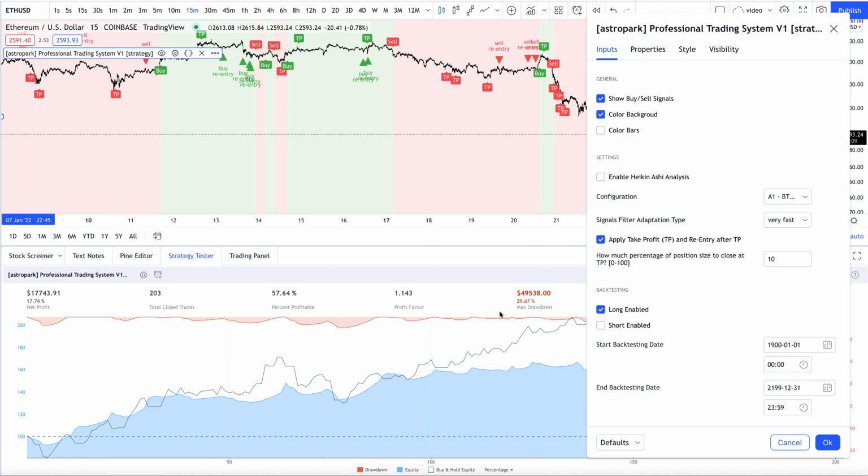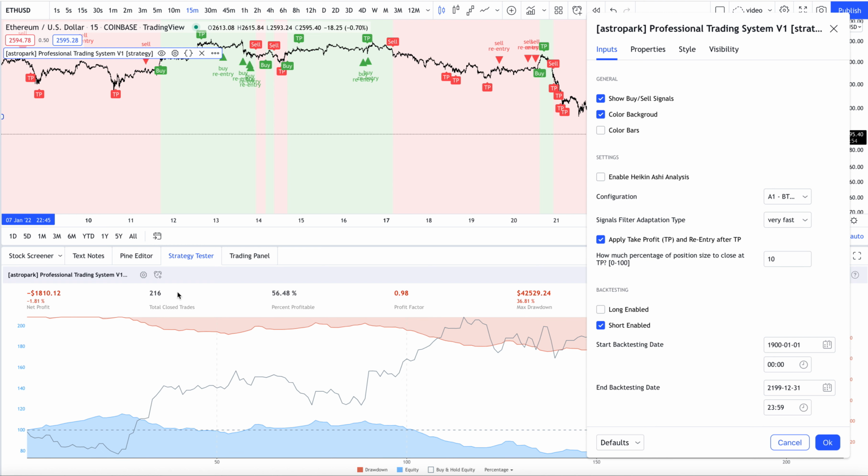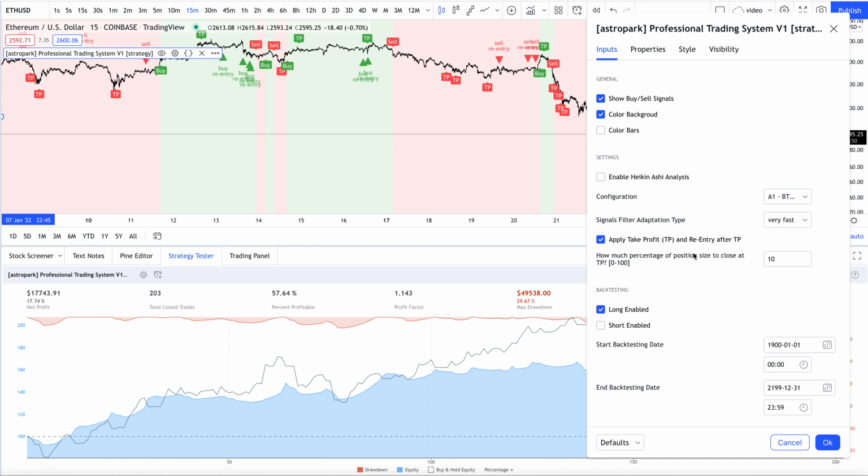Also you may check if only going long is better. Yes, only going long is better. For example, the max drawdown goes down and net profit increases. In fact, if you see only shorts, for example, we would have lost.